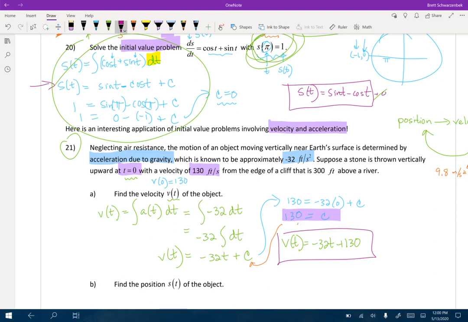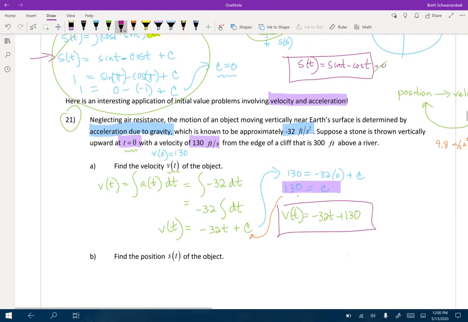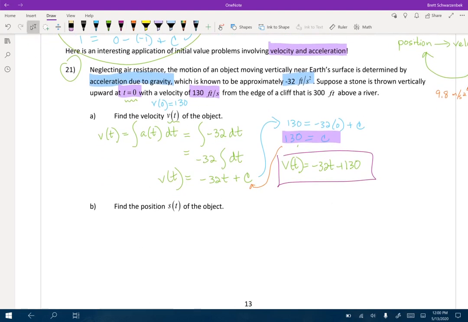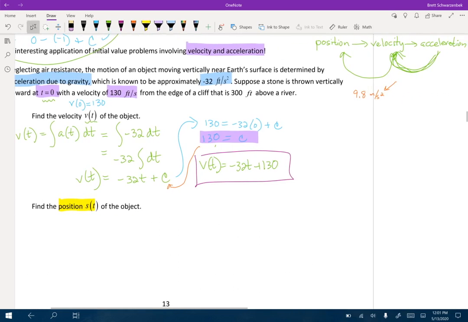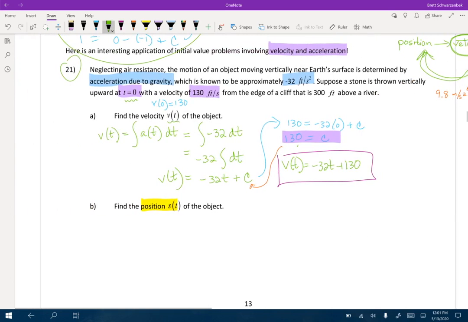Okay, so what if they took it a step further and they said, now, let's see if you know what you're doing. Let's find the position function of the object. Well, again, if you're given the velocity, then you should be able to take the antiderivative to get the position. All right, so position should be equal to the antiderivative of v of t dt. Well, guess what? Didn't we find that right here? We did. So let's put it in there. So we're going to get the antiderivative of negative 32t plus 130 dt.